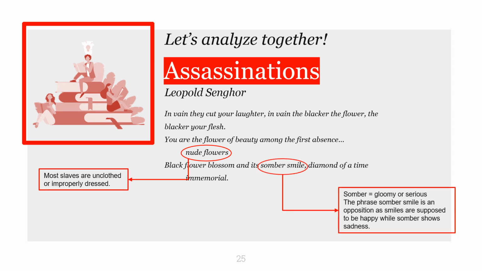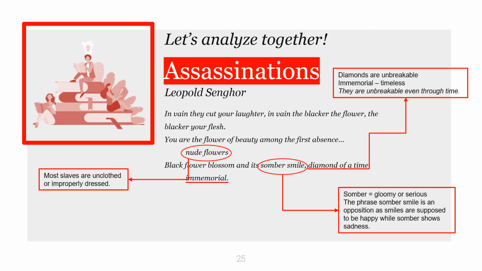Black flower blossom and its somber smile. Now, when you say somber, it means gloomy or serious. The phrase somber smile is an opposition. When you talk about a smile, it's supposed to show happiness. But when you have an adjective that says somber or gloomy, it just shows sadness. So it's more or less like a sad smile.